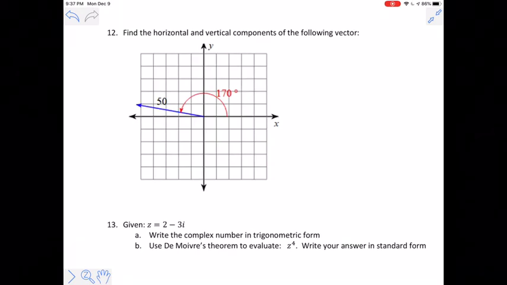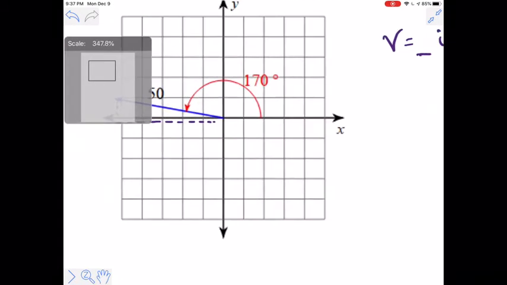All right, question 12, finding the horizontal and vertical components. Let's say, for example, that this were vector v. We would need to be able to state vector v in terms of an x and a y, or a horizontal and vertical component, or we could write it in i plus j form. So the horizontal component is here, the vertical component is here.